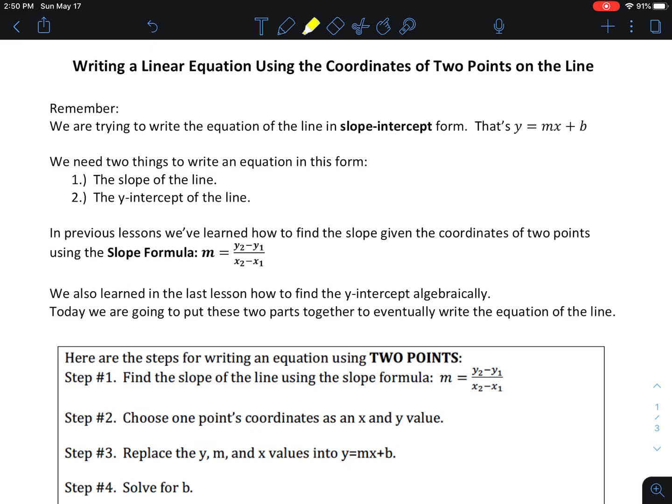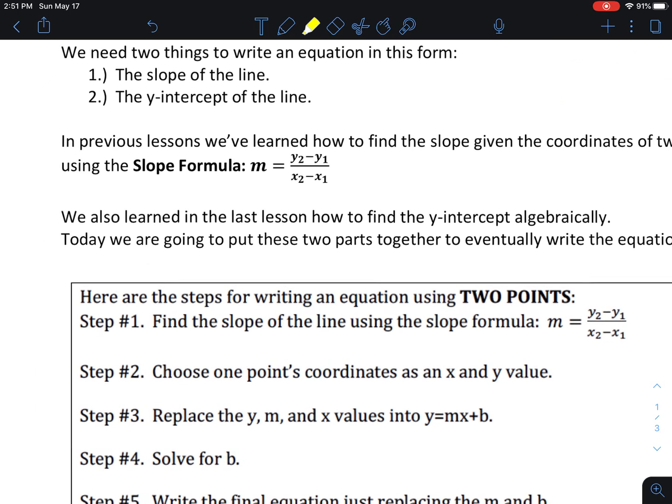Remember that we're going to be writing our equation in slope-intercept form. So that's y equals mx plus b form. And there are two things that we need in order to write the equation in slope-intercept form. We need the slope and we need the y-intercept, okay? But this time, instead of me giving you the slope, which is what I did last time, you have to algebraically find the slope given the coordinates of 2 points. And that's going to require you to use the slope formula, okay?